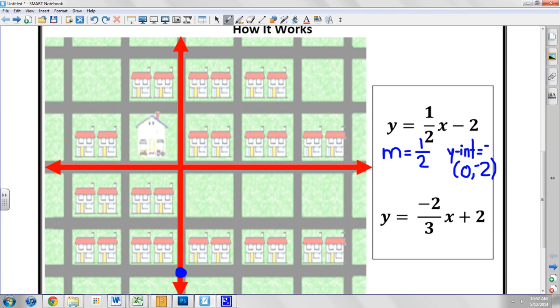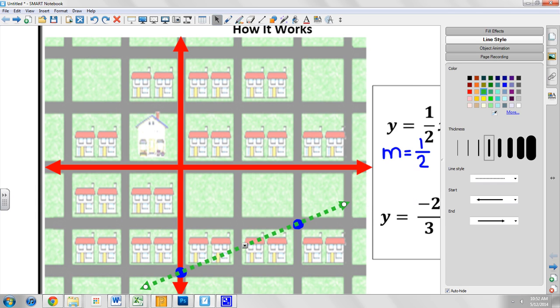My rise is 1. I'm going to go up 1 block. My run is +2. Remember, up and right are positive, down and left are negative. So I'm going to go 2 to the right. That's my second point. A line consists of 2 points. You have to have 2 points every time. And then you just connect the dots. All you need to do is connect the dots.